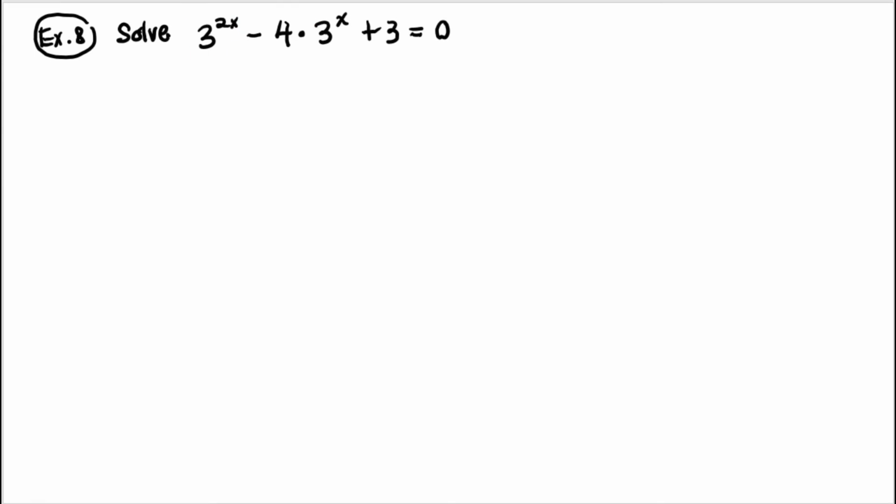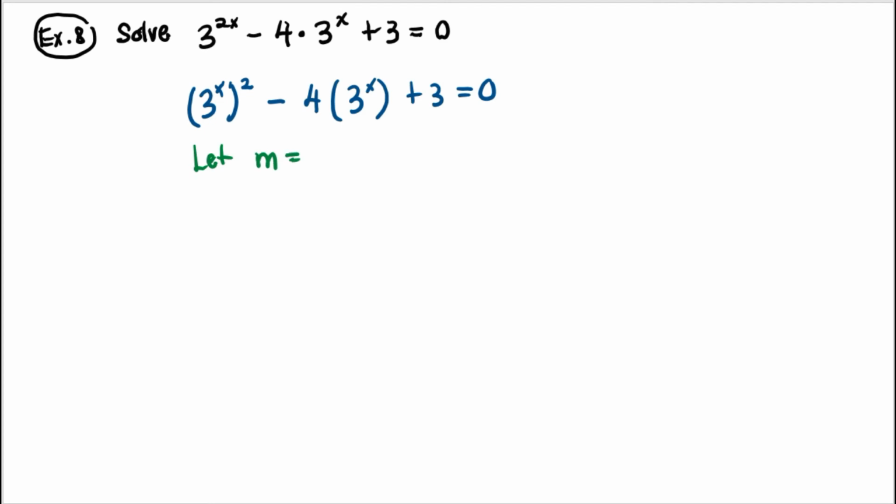So we have to remain this as 3 to the power of x. I just write 2 outside. I minus 4, that one I'll have 3 to the power of x, plus 3, this one equal to 0. Maybe you don't see yet, but you just need to let m equal to 3 to the power of x. Therefore, in this case, this part, 3 to the power of x, will become m. So now we have m squared minus 4m plus 3 equal to 0.